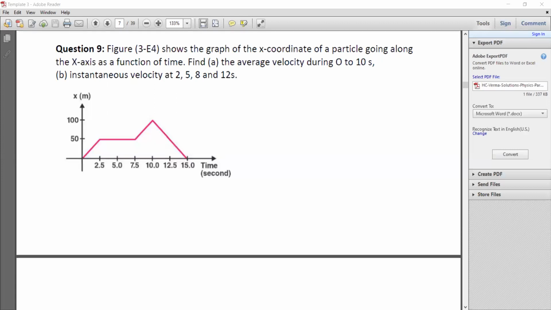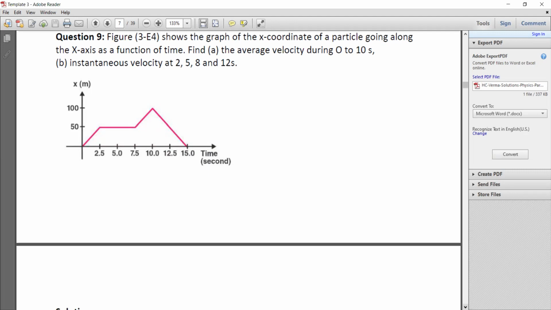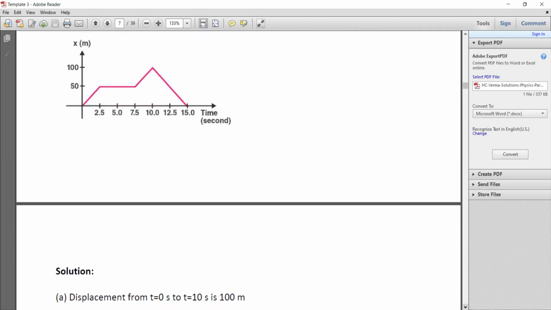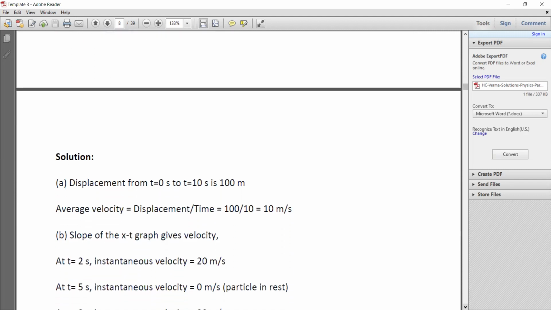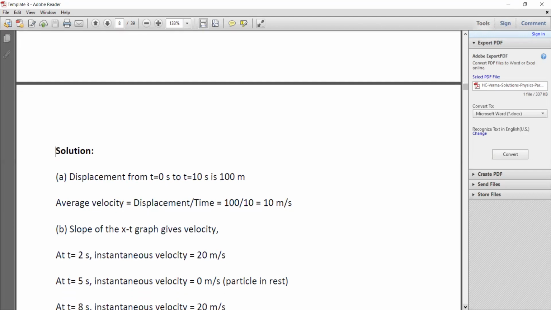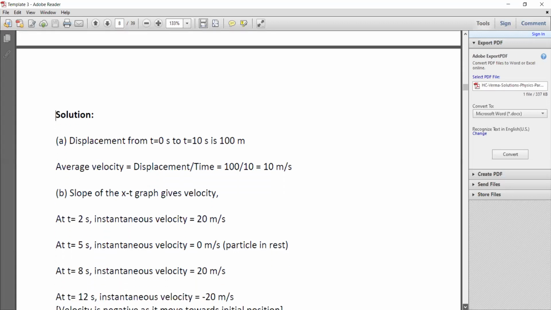Question 9. Figure 3e4 shows the graph of the x-coordinate of a particle going along the x-axis as a function of time. Find A, the average velocity during 0 to 10 s. B, instantaneous velocity at 2, 5, 8, and 12 s. Solution. A. The displacement from t equals 0 s to t equals 10 s is 100 m. The average velocity is calculated as the displacement divided by the time, which is 100 m / 10 s equals 10 meters per second. B. The slope of the xt graph gives the velocity.